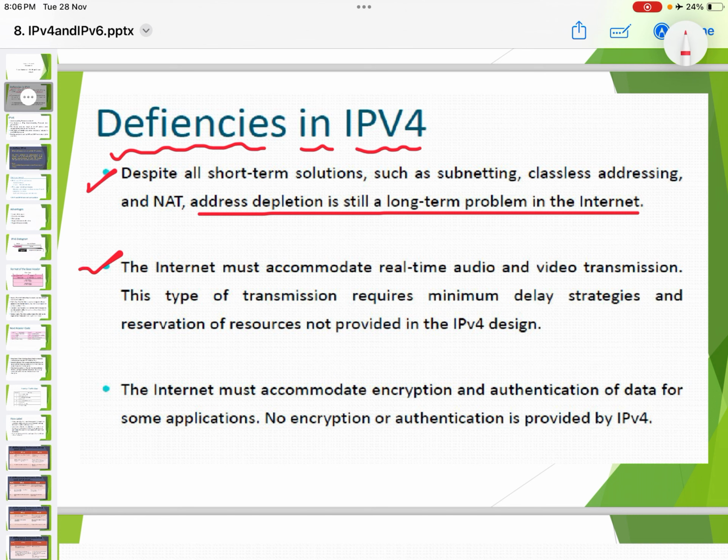The internet must accommodate real-time audio and video transmission. This type of transmission requires minimum delay strategies and reservation of resources, which are not provided by the IPv4 designer. The internet must accommodate encryption and authentication of data for some applications. No encryption or authentication is provided by IPv4.